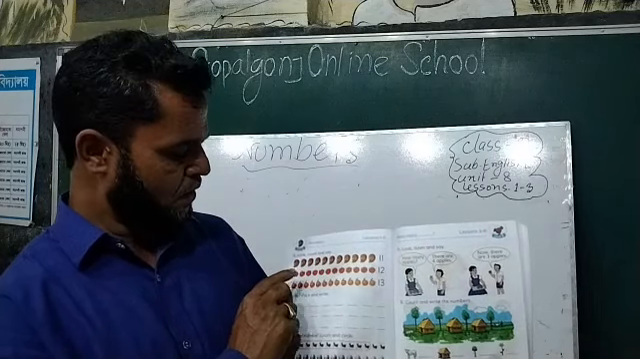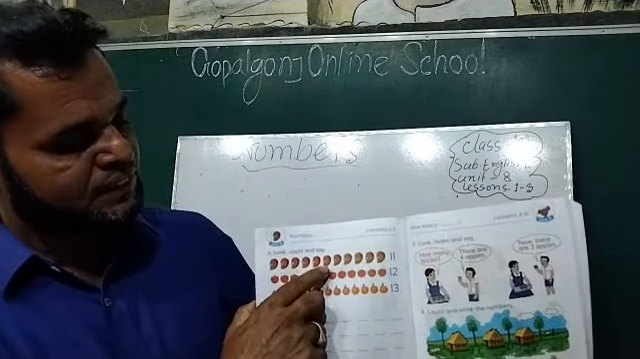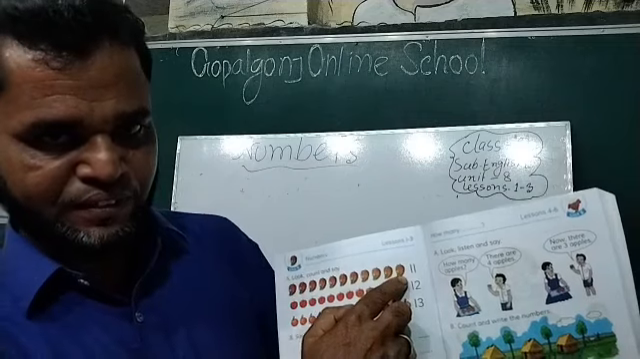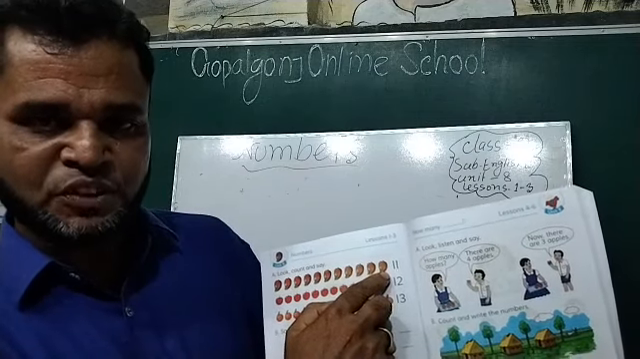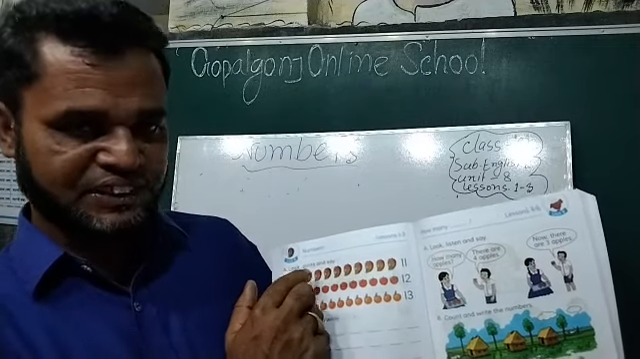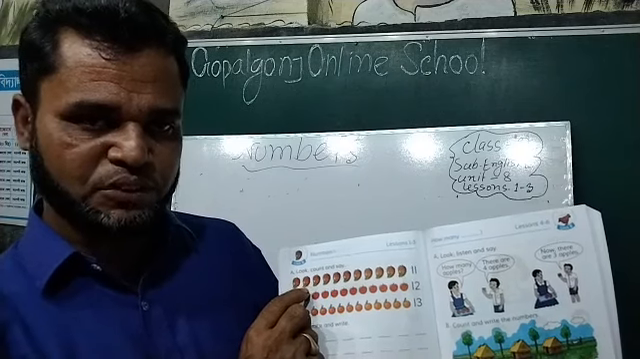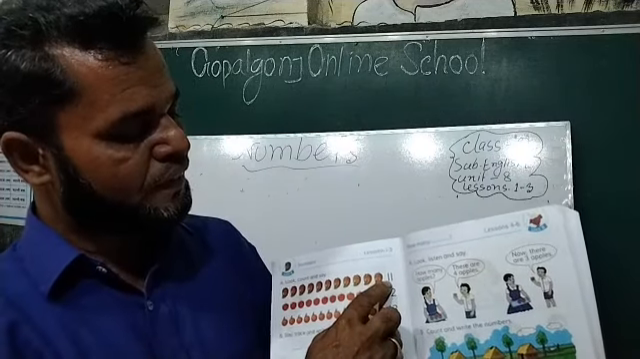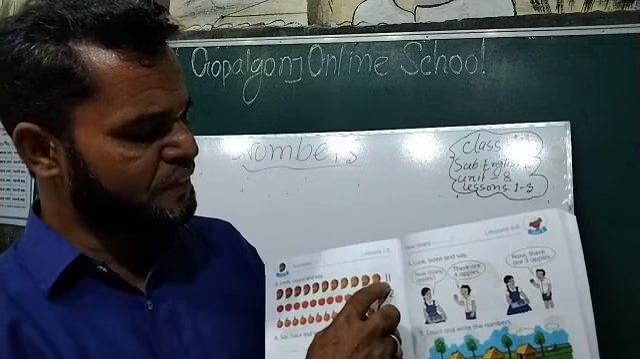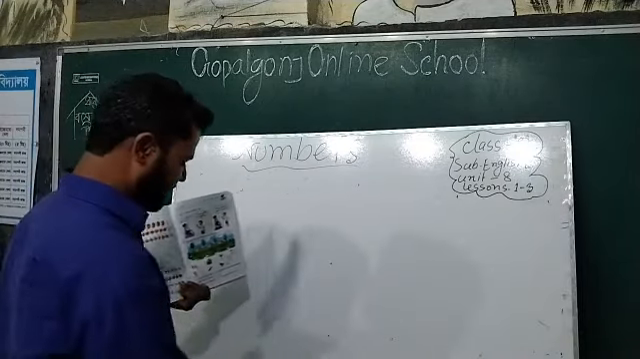Count with me. 1, 2, 3, 4, 5, 6, 7, 8, 9, 10, 11. How many mangoes are in this picture? Yes, 11 mangoes. 1 and 1, 11. Students, like this.